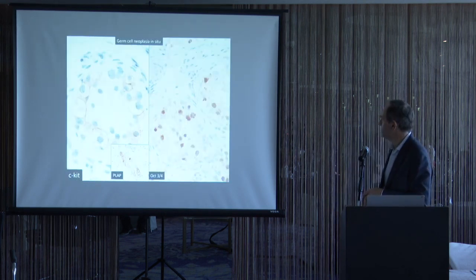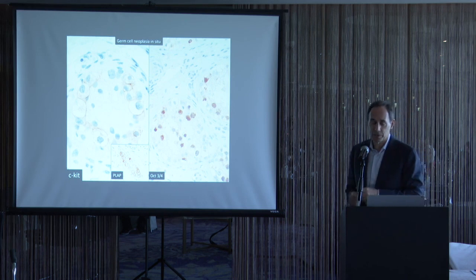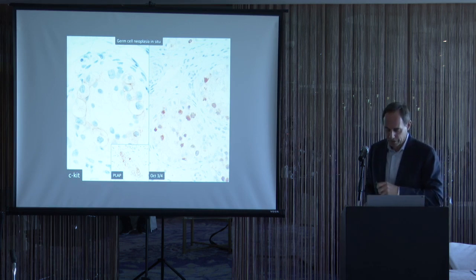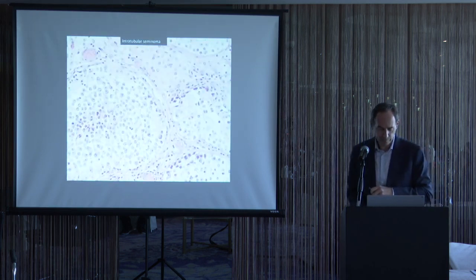There are multiple stains you can use. C-kit, I would probably recommend not using. It's not as specific. PLAP is a good stain for germ cell neoplasia in situ, but the one that I will use typically is OCT3/4. It's cleaner, very specific. And so typically that's the stain. If I'm questioning whether there's germ cell neoplasia in situ, that's the marker I'll use.